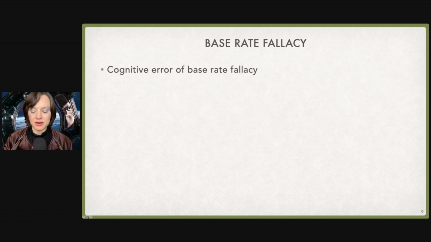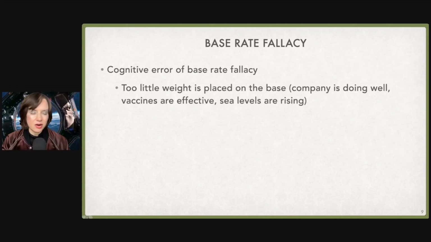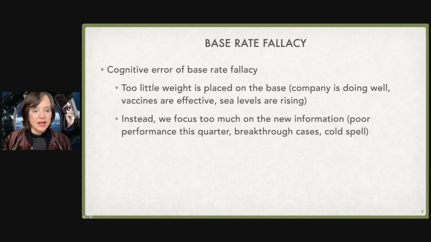The cognitive error of the base rate fallacy means that all of us walking around in the world put too little weight on the base. So overall, the company's doing well. Overall, vaccines are effective. Overall, sea levels are rising. And we put way too much focus on the new individual piece of information. Poor performance this quarter. Breakthrough cases. A cold spell. There must not be climate change.